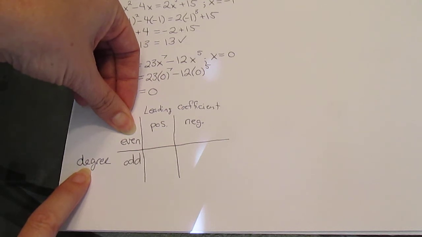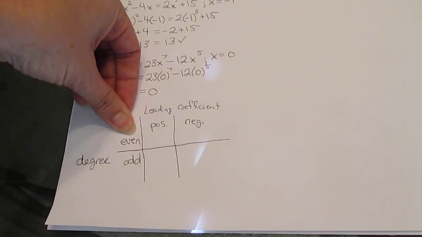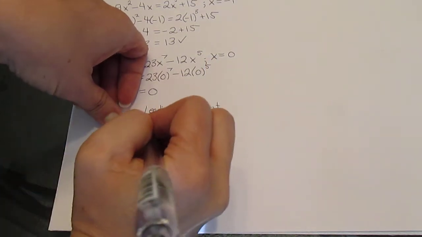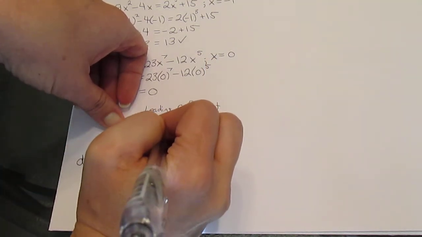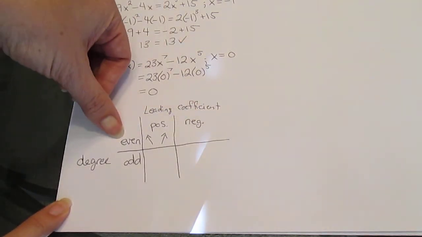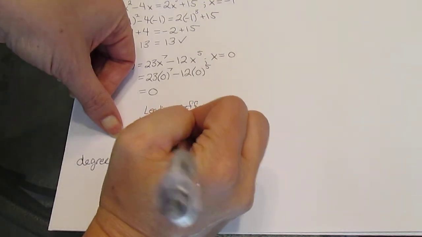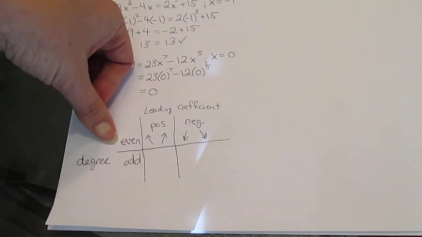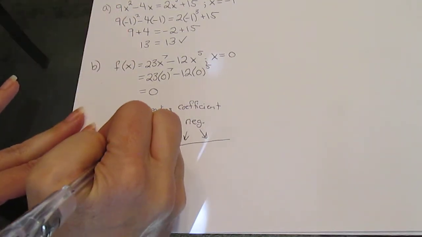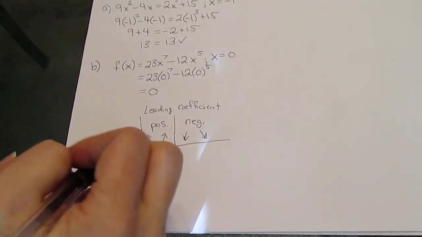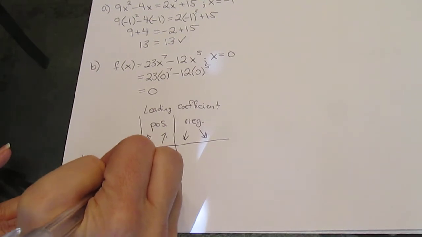Okay, so you're looking at the end behavior. What are the ends of the graphs doing? Are they either going up or down? Okay, if the leading coefficient is positive and it was even, they're both going up. If the leading coefficient is negative and it was even degree, they're both going down. Okay, so even tells you they're going the same direction. Some people even like to put same underneath here to remind themselves. And odd, they're going opposite directions.